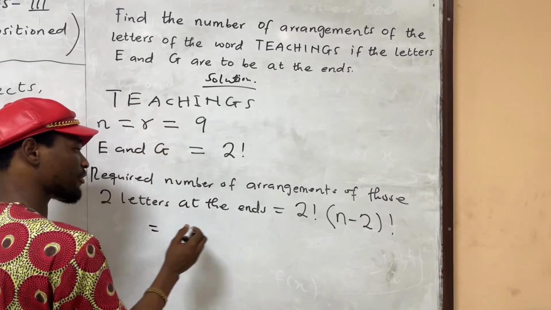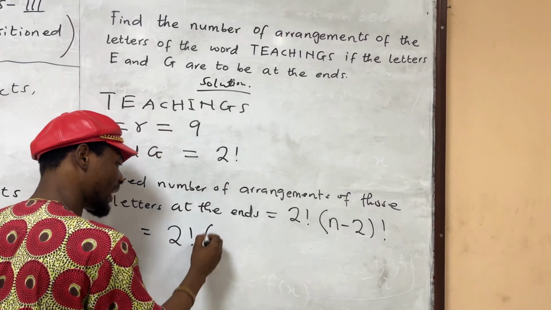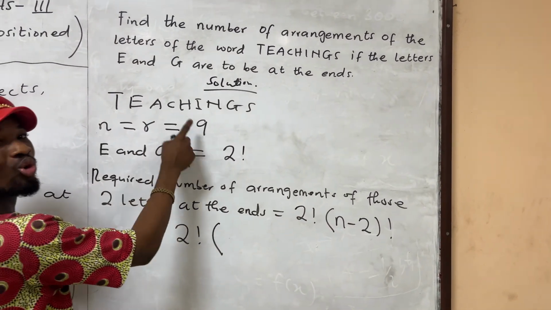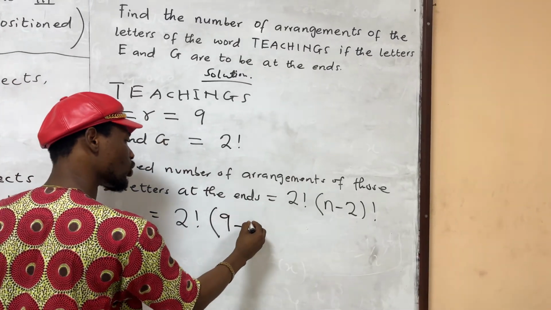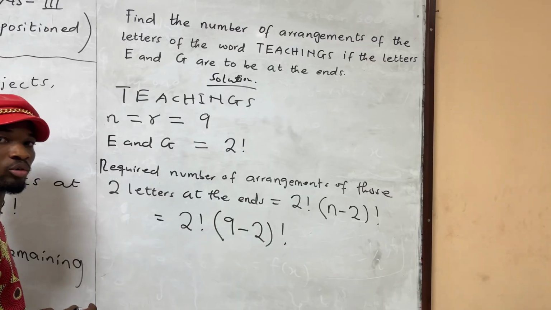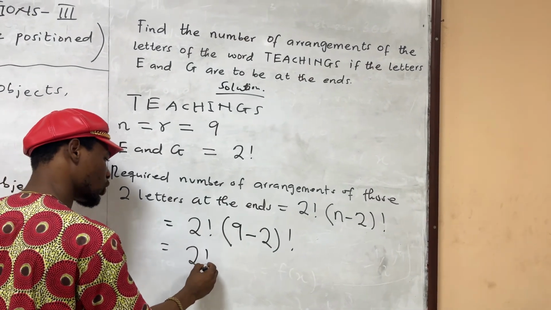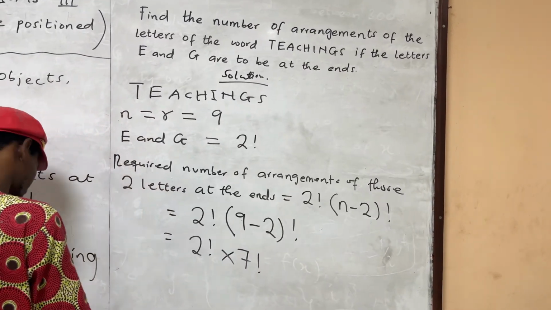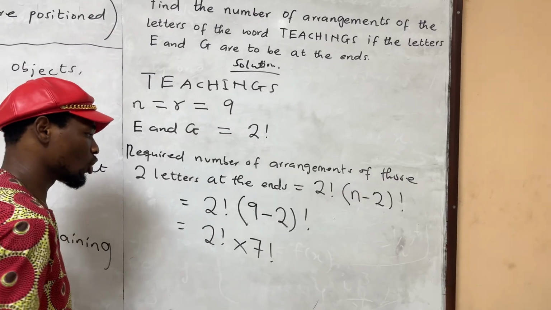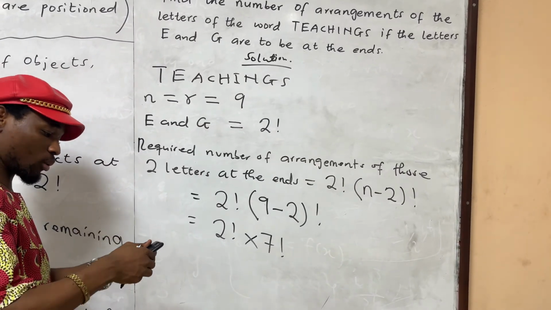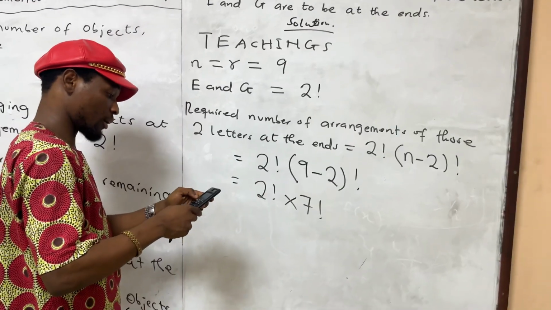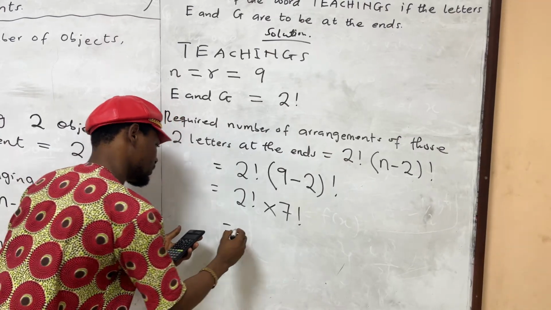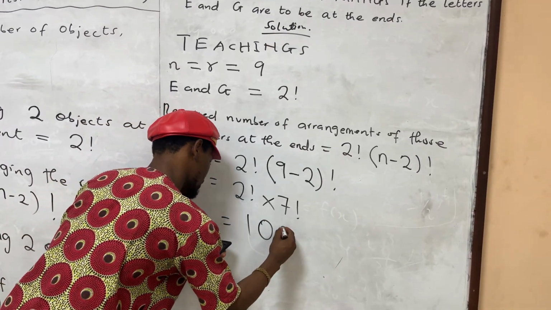So we have 2 factorial, then n, what is my n? Viewers, n here is equal to r, which is equal to 9. So I have 9 minus 2, then all factorial. So we have 2 factorial then times 9 minus 2, which is 7 factorial. By the help of the calculator, 2 factorial times 7 factorial gives us 10080.